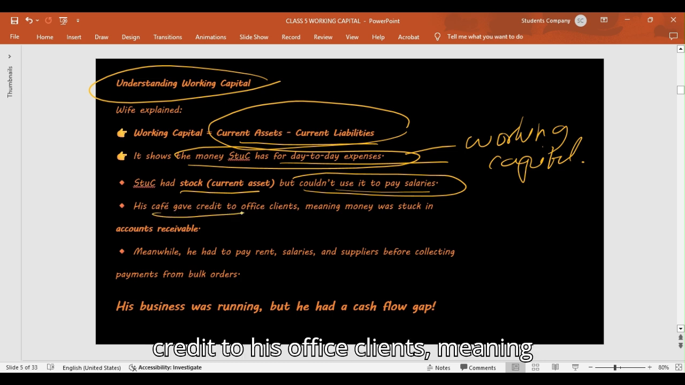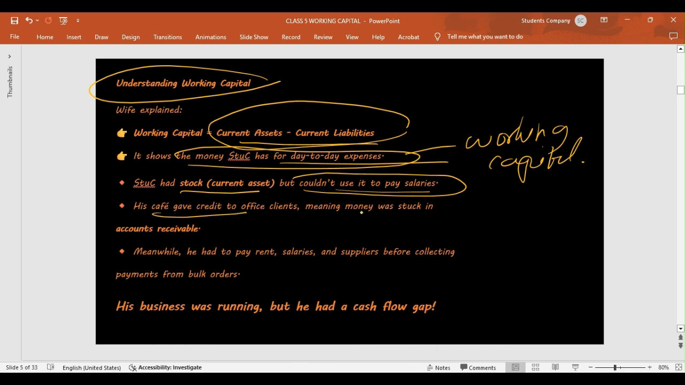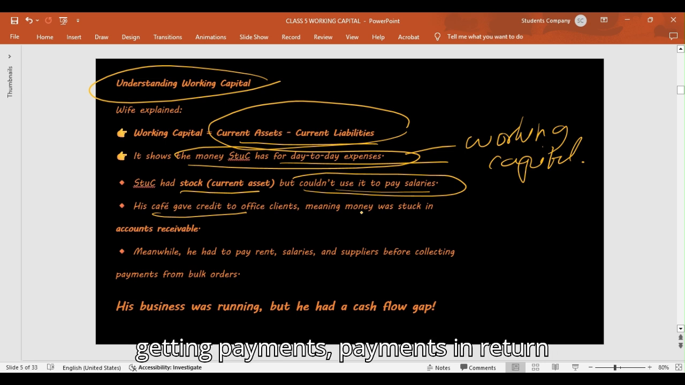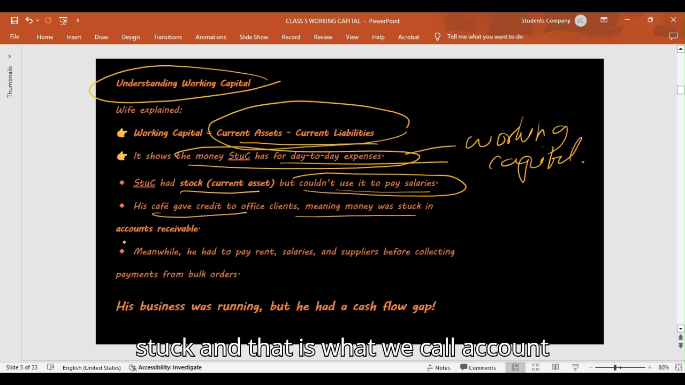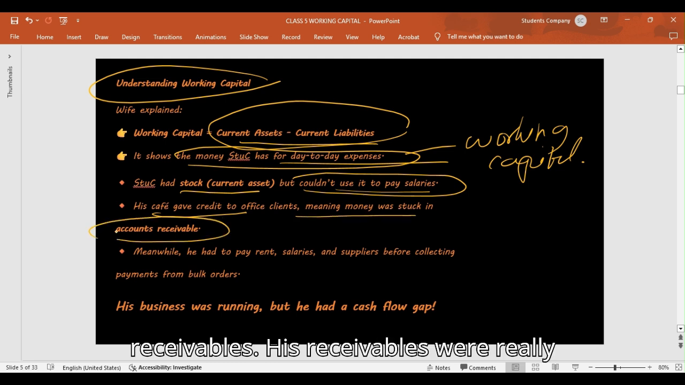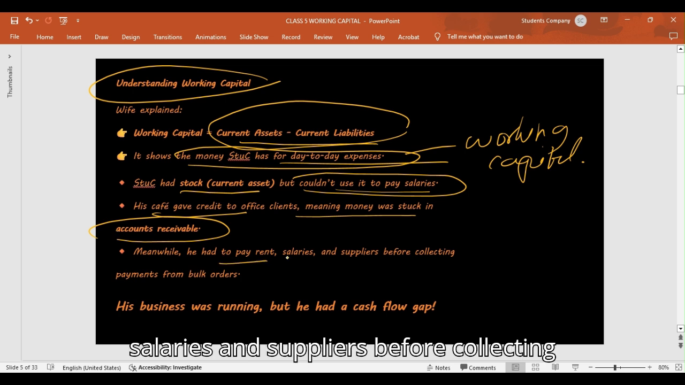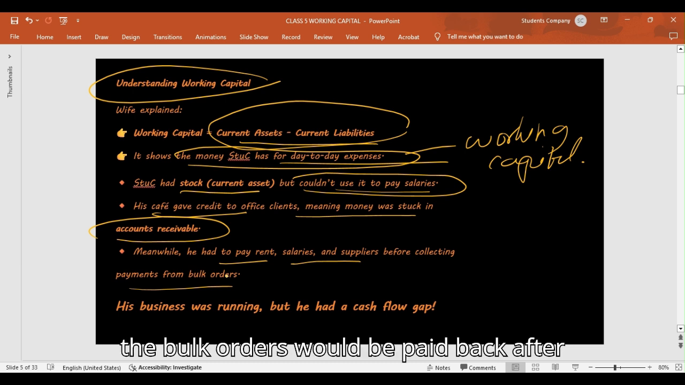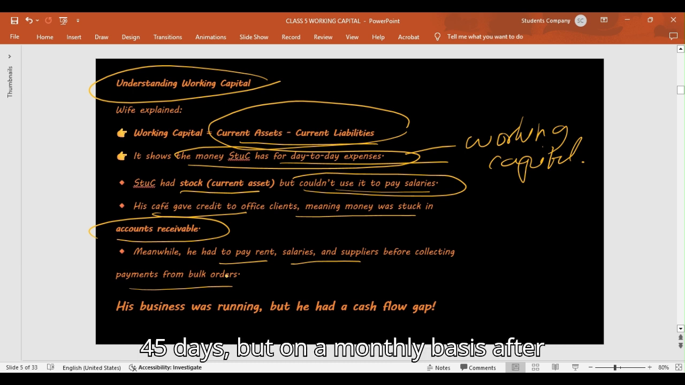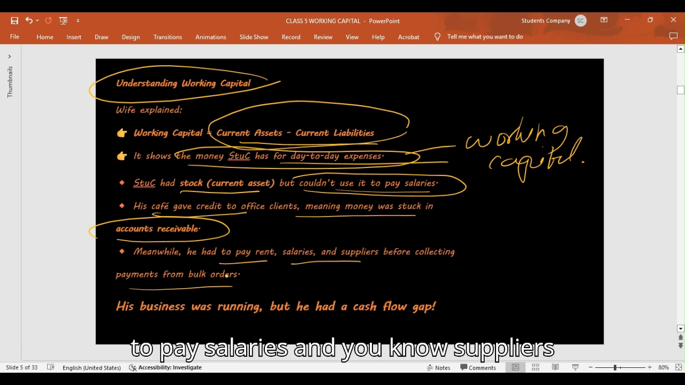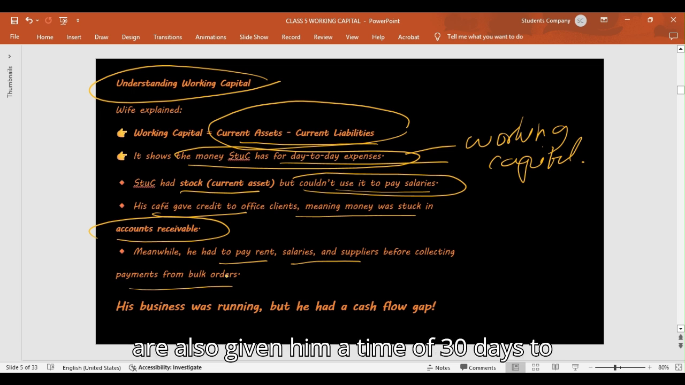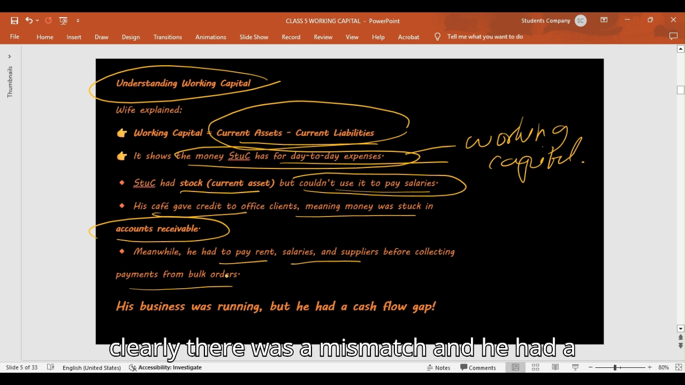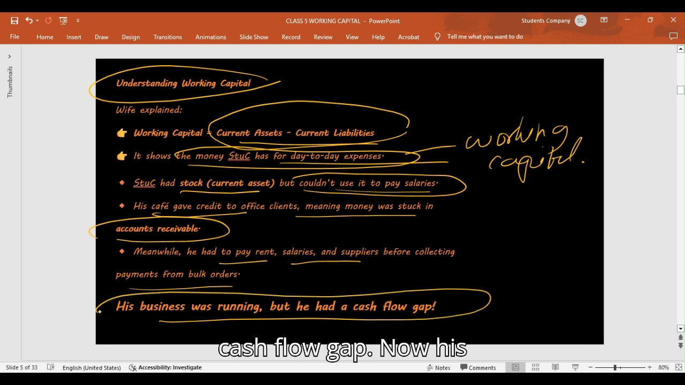And his cafe gave credit to his office clients, meaning that Stussy was giving them services but was not getting payments in return immediately. So the money was kind of stuck, and that is what we call accounts receivable. His receivables were really high, and he also had to pay rent, salaries, and suppliers before collecting payments from bulk orders. So remember, the bulk orders would be paid back after 45 days, but on a monthly basis, after every 30 days, he had to pay rent, he had to pay salaries, and suppliers are also giving him a time of 30 days to pay them their dues. So now clearly there was a mismatch, and he had a cash flow gap.